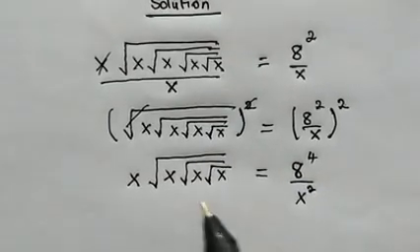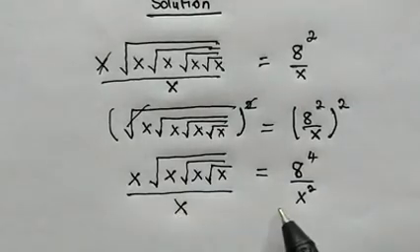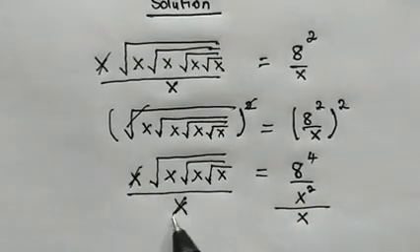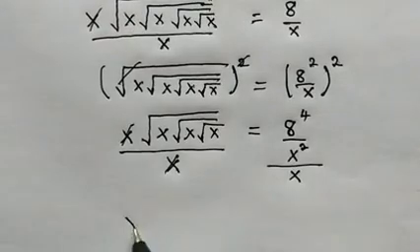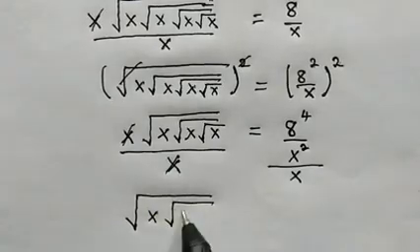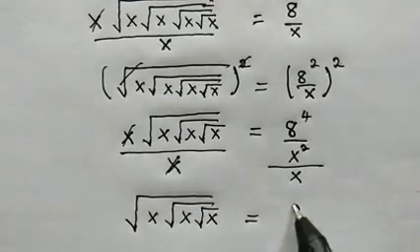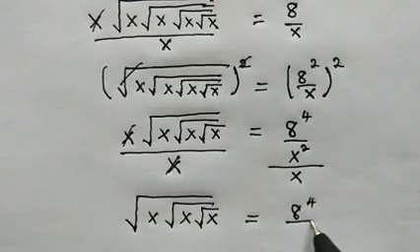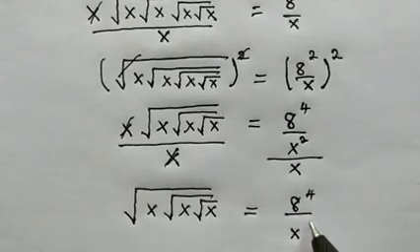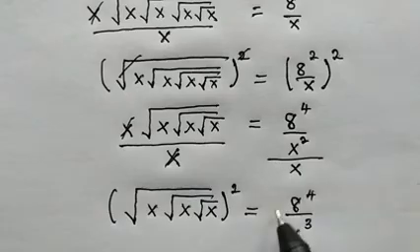Okay, now let us divide both sides by x again. So we're dividing this by x. So this we cancel this. Then we have the square root of x times the square root of x times the square root of x. So this will be equal to 8 to the power of 4 divided by, remember, this x squared times this x here will give us x cubed. Now let us go ahead and square both sides again.